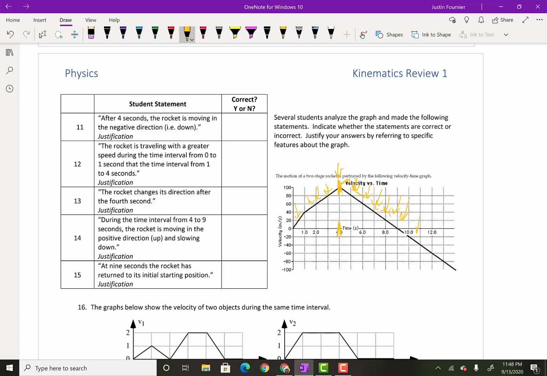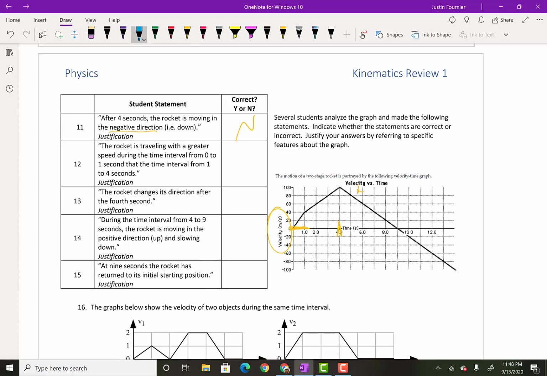It doesn't start going in the negative direction until it moves past this 0 mark here into the negative velocity. So that is the reason why I'm going to say this is not correct, right? Because it is not moving in the negative direction after 4 seconds. It's actually still moving in the positive direction because we still got positive velocity. It's above this 0 mark.